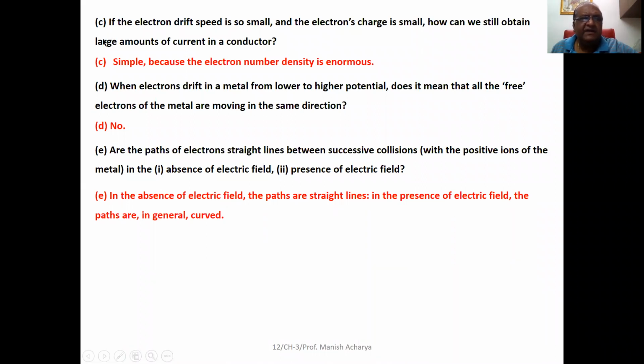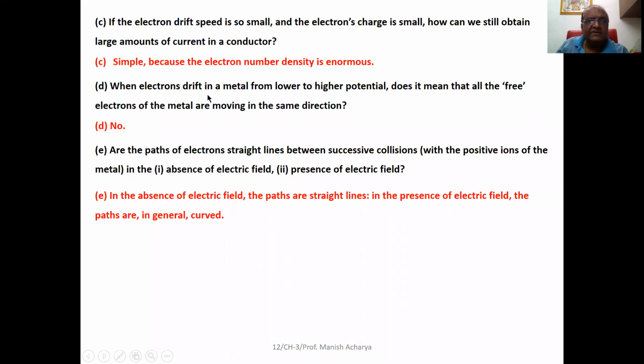C. See, if the electron drift speed is so small and the electron's charge is small, how can we still obtain a large amount of current in a conductor? We get a large amount of current in the conductor because the number of electrons is tremendously large, or in other words, the number density of electrons in the conductor is tremendously large.